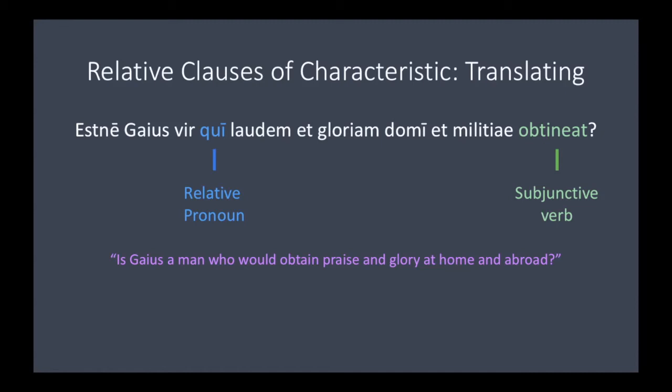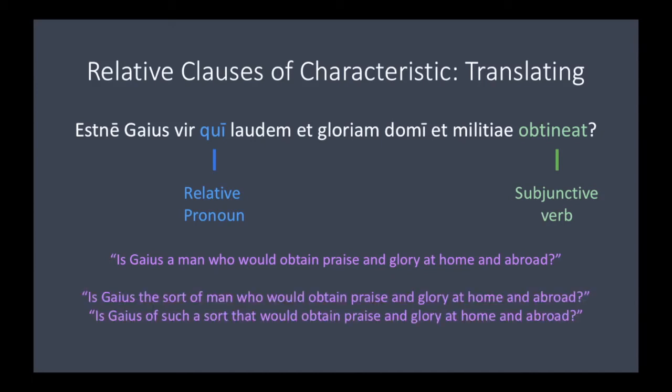Our wording would look one way if we are translating a paragraph of Latin to show we understand the passage, and another way if we are translating a sentence on a test to prove we understand all of its grammar. To show that this is a relative clause of characteristic, we can translate it as, is Gaius the sort of person who would obtain praise and glory at home and abroad? Or as, is Gaius of such a sort that would obtain praise and glory at home and abroad?